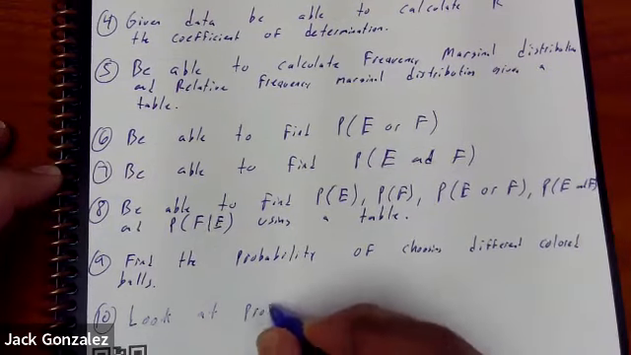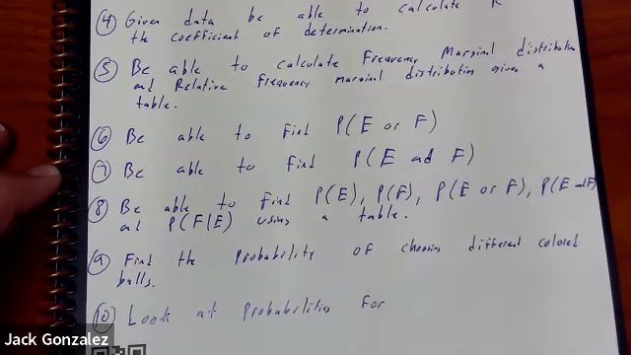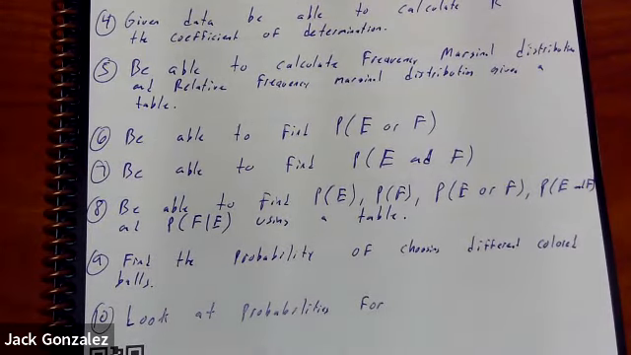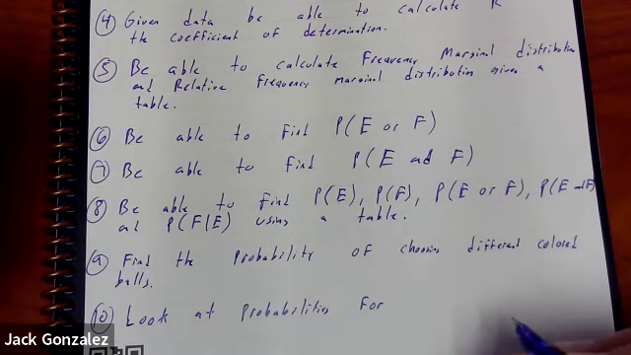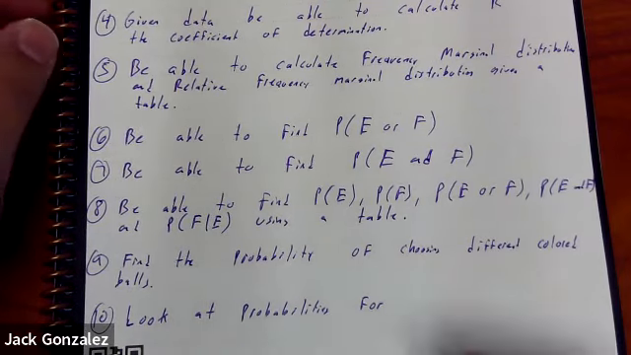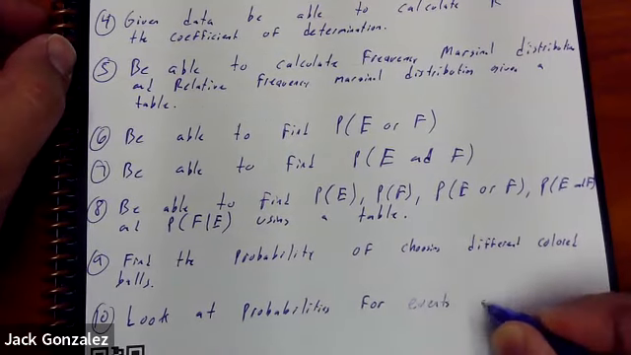Look at probabilities for, excuse me, for, oh yeah. What do we call them? Conditional. Complement. For events and their complement.